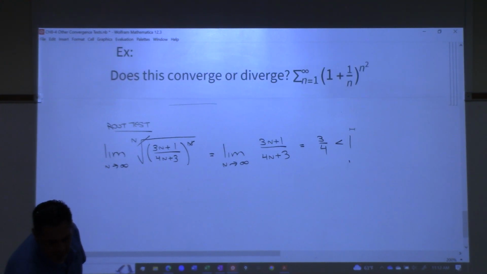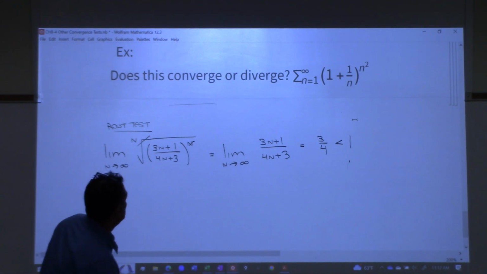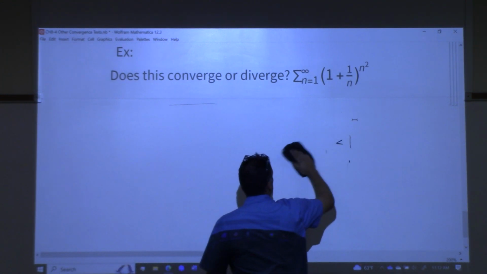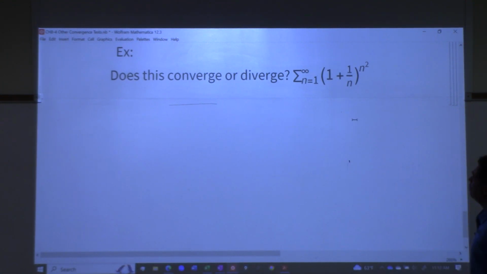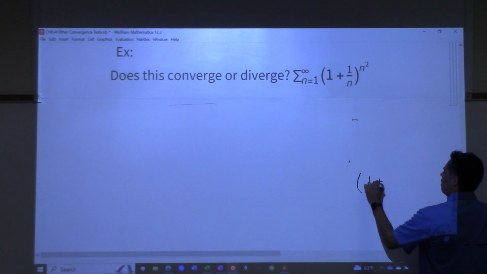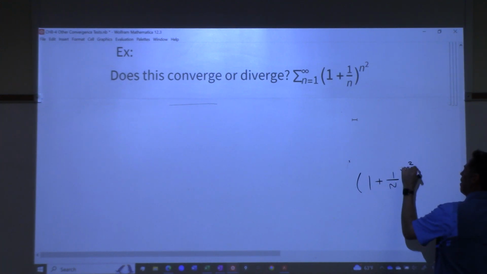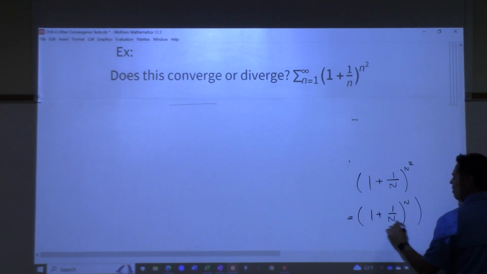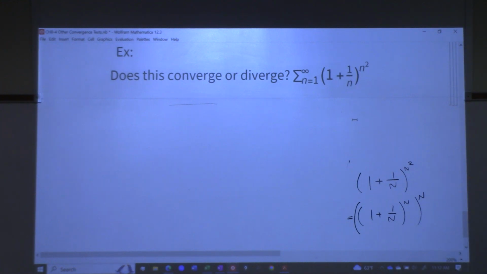All right, let's try that one. So I want to show you something real quick before we do this problem. If you have (1 plus 1 over n) to the n squared, that is the same as ((1 plus 1 over n) to the n) all to the n. Because when you take something and raise it to a power and then raise all of that to a power, you multiply these powers, and n times n is n squared, which is where this is coming from. So it's important for us to see this.